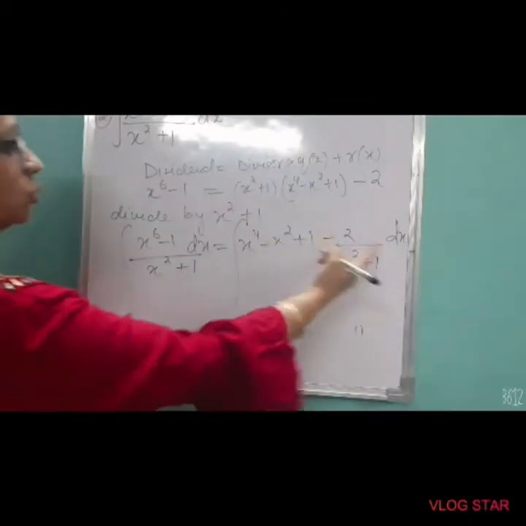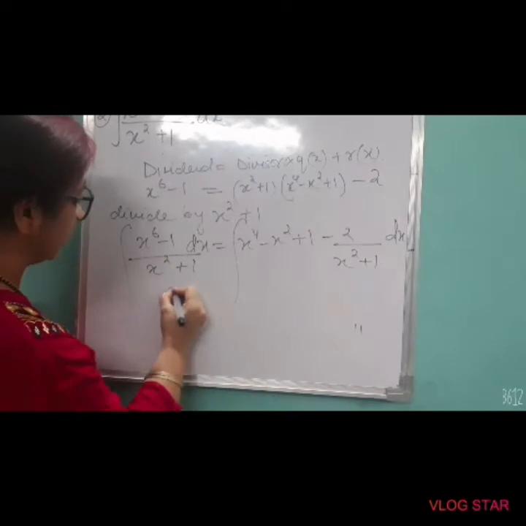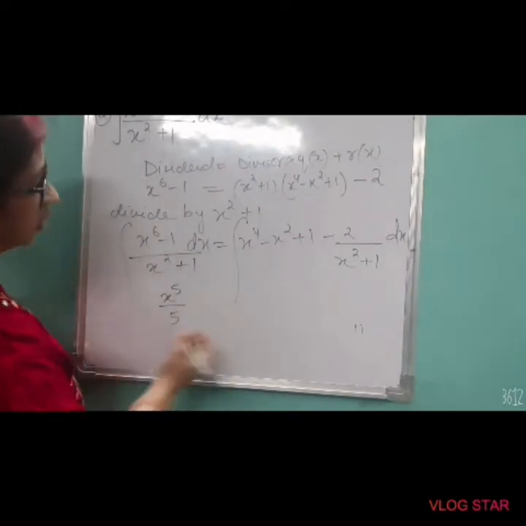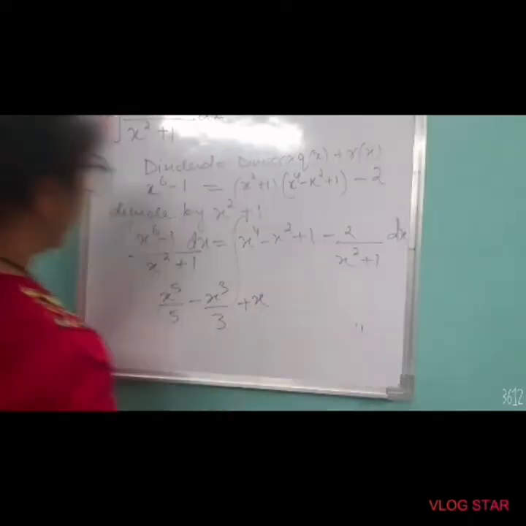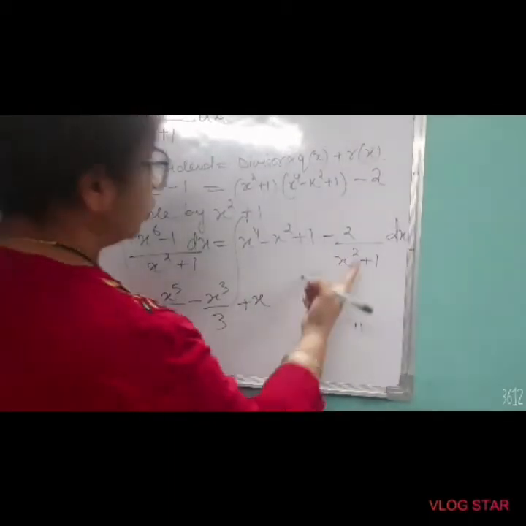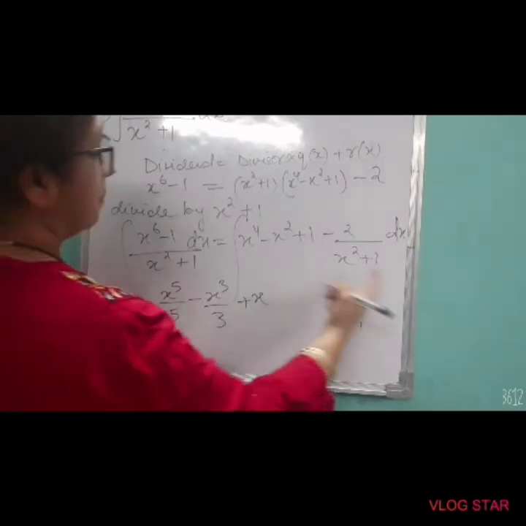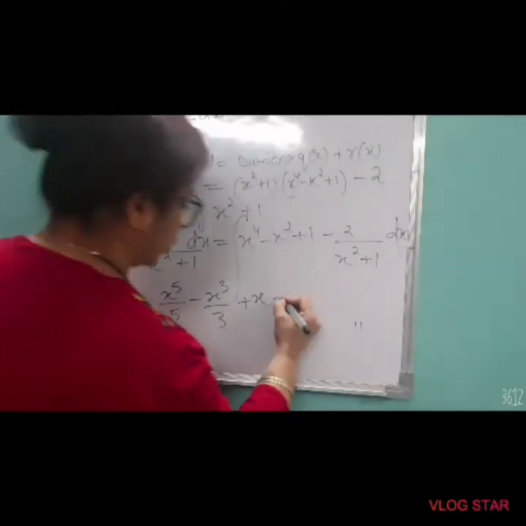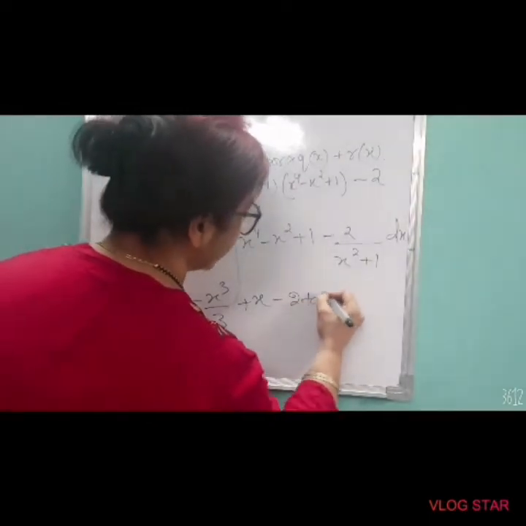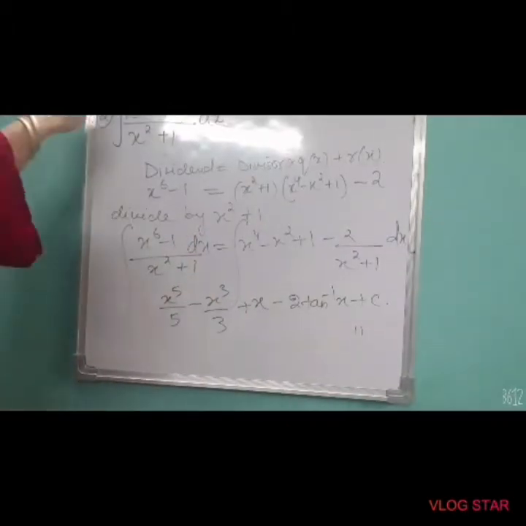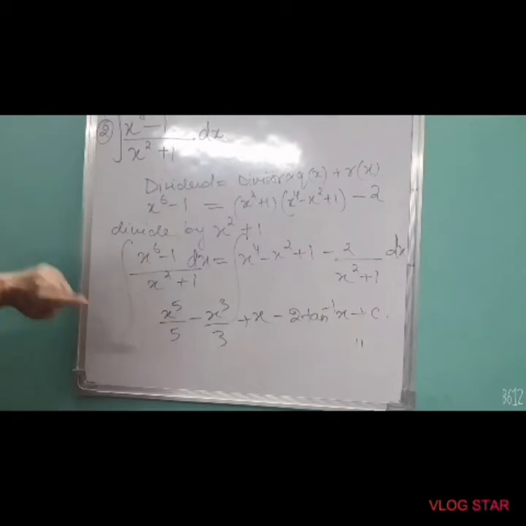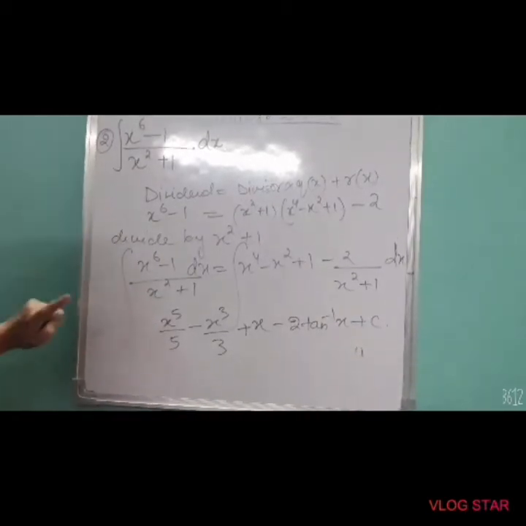Simply, x to the power 4 integration is x to the power 5 by 5, x square integration is x cube by 3, and 1 integration is x. Today only I wrote the formula. 1 by x square plus 1 is tan inverse x. So it becomes minus 2 tan inverse x plus c. So make an important note: if the numerator is greater than the denominator, you use integration by actual division first.